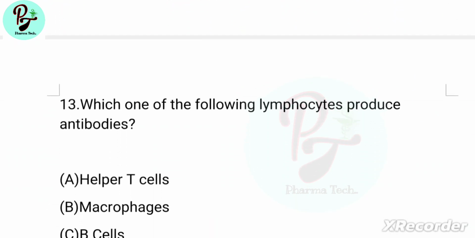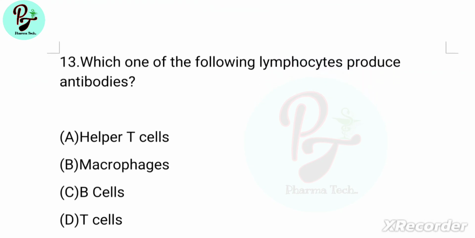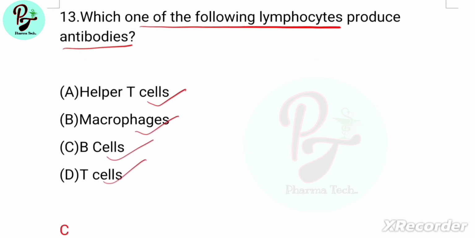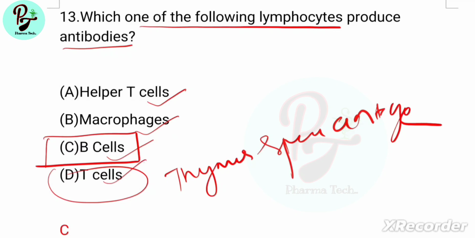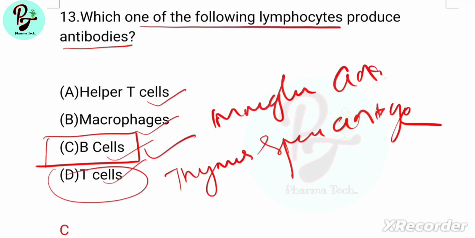Next question: which one of the following lymphocytes produce antibodies? Options are helper T cells, macrophages, B cells, T cells. Answer is C, B cells. T cells are thymus specific, for antigen. B cells produce immunoglobulins, antibodies.